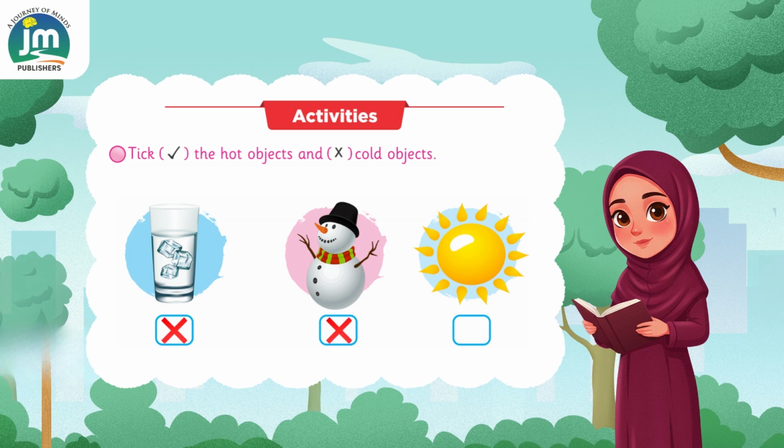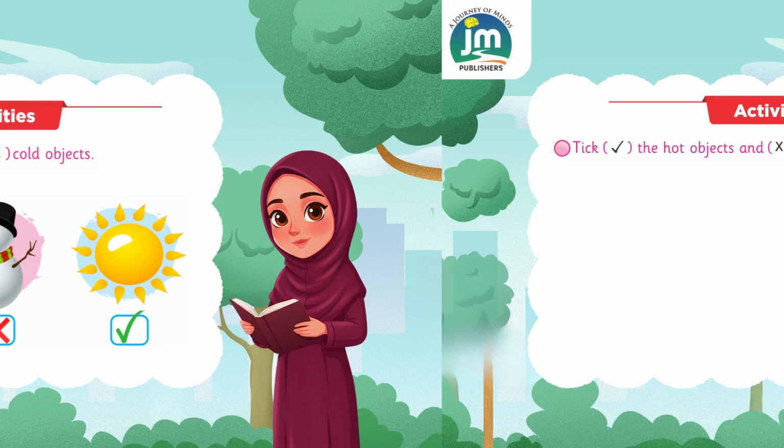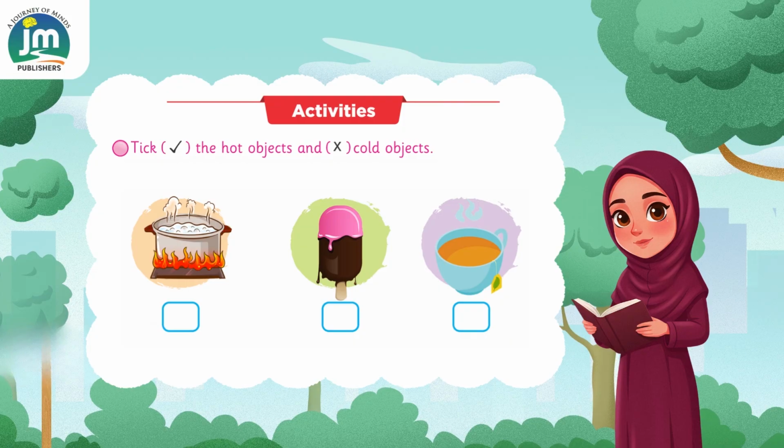Put a cross. The sun, it is hot, so put a tick. A pot on fire, it is hot, so put a tick. An ice cream is cold, put a cross. A cup of tea, it is hot, put a tick.